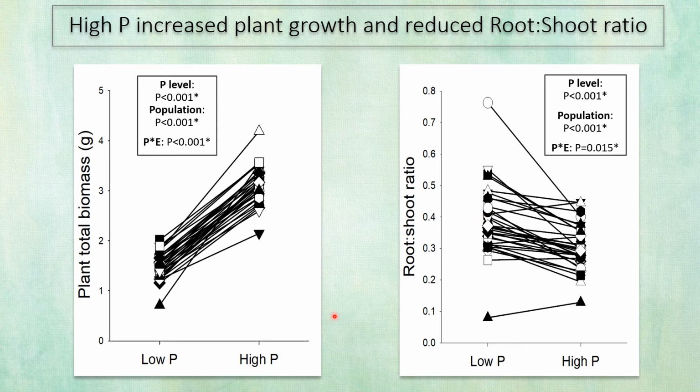As you can see, for both plant growth and root to shoot ratio, the population term is always significant. So this means plant biomass and root allocation differ significantly among populations. This is true in both low and high phosphorus environments. The difference among populations, as you can see, can be up to several folds. The significant P by E term, or population by environment interactive term, suggests that populations do differ in their response to phosphorus in terms of plant biomass and root to shoot ratio, which is indicated by the crossing of some of these lines on the graphs.